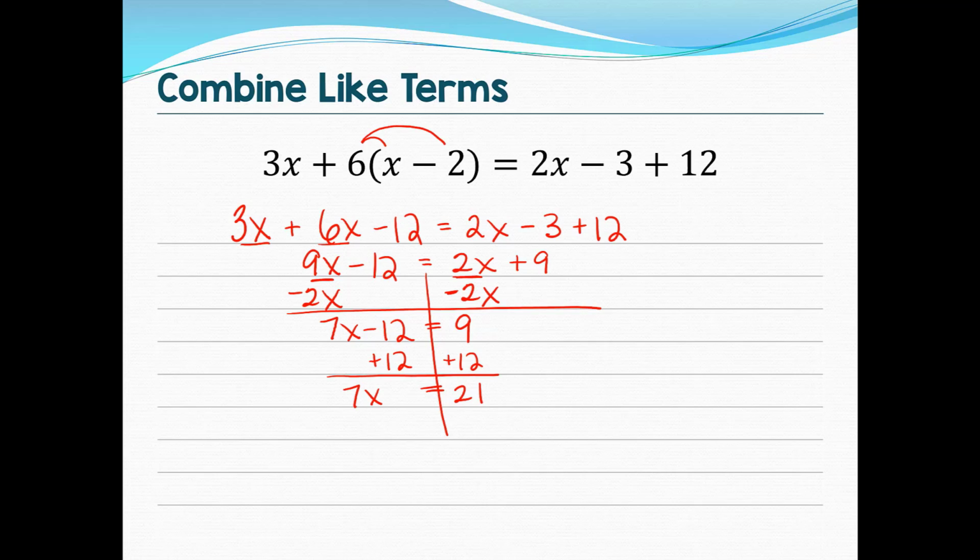Then I'm going to look back at my x. It is being multiplied by 7. What's the opposite of multiply by 7? It is divide by 7. And so x ends up equaling 3.